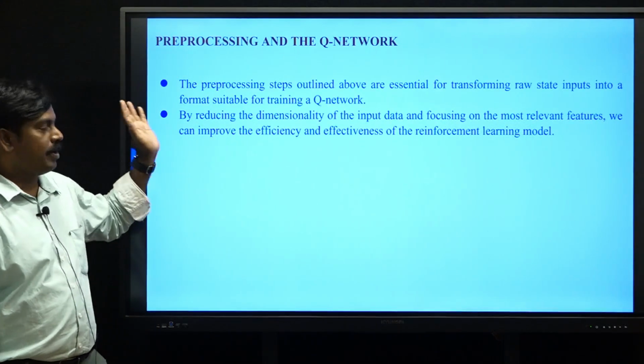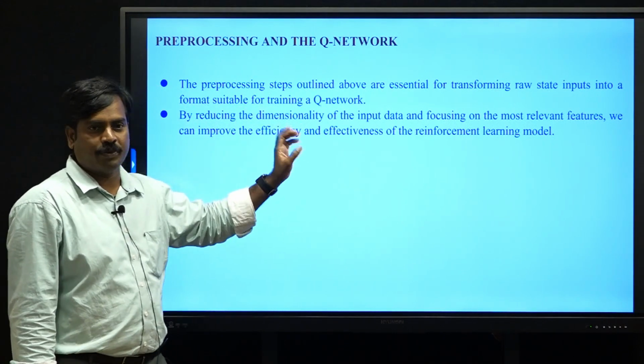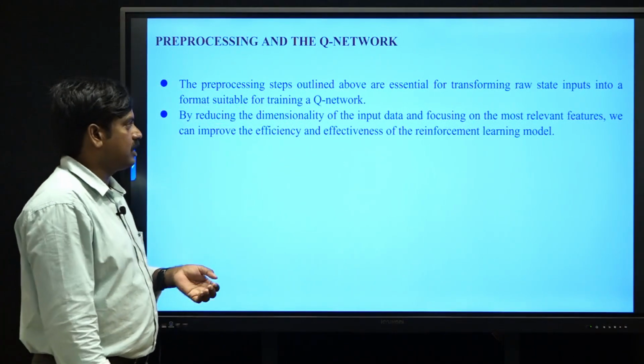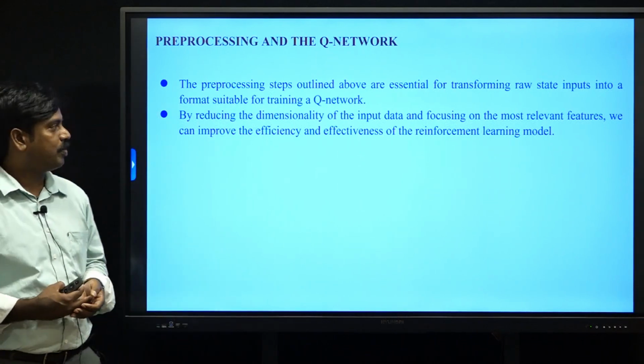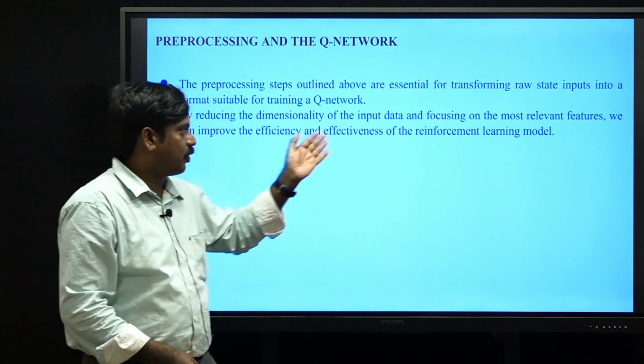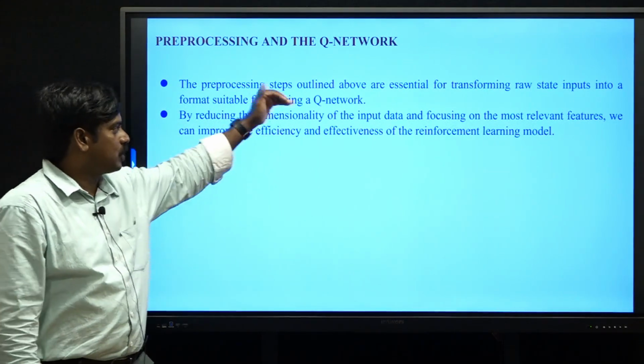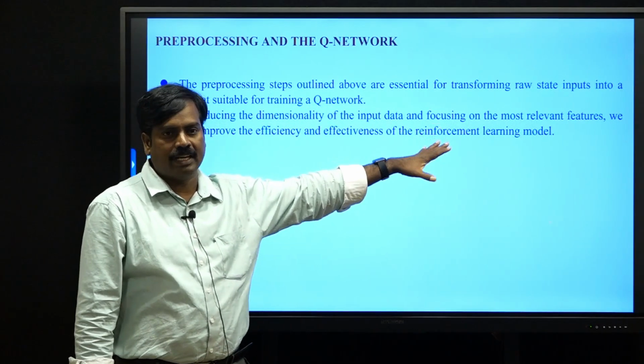So, the pre-processing step is very essential in the reinforcement learning training process. It reduces the computational expense. By reducing the dimensionality of the input data and focusing on the most relevant features, we can improve the efficiency and effectiveness of the reinforcement learning models.